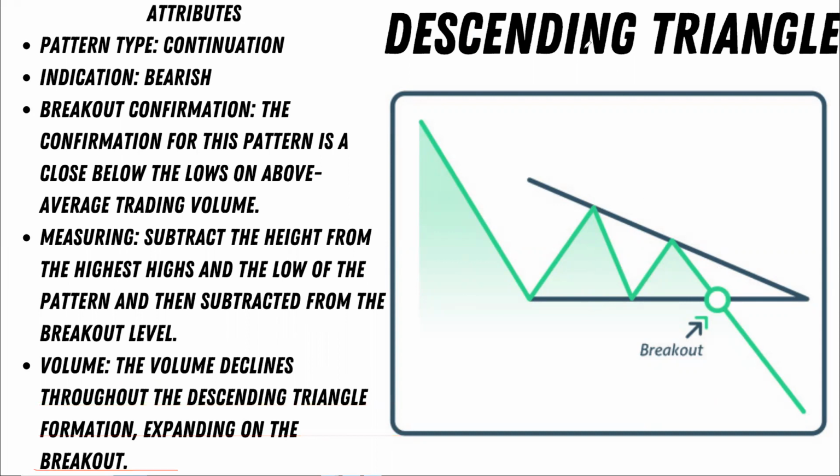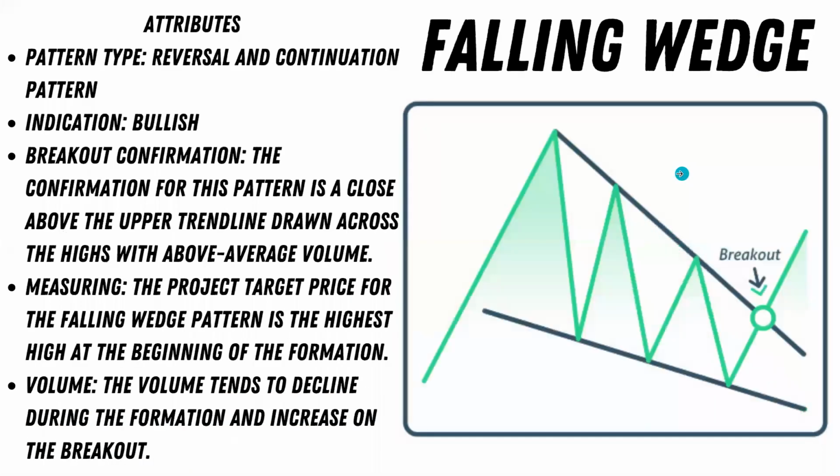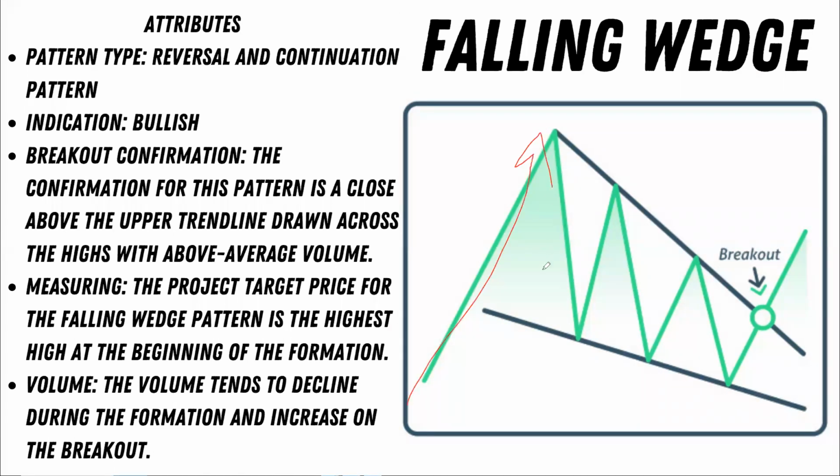on the breakout. The next pattern we're going to take a look at is going to be a falling wedge. Now, the falling wedge is another very common pattern that a lot of traders identify. This is a reversal and continuation pattern, all right? Meaning that you should be continuing the trend that you were in already. Okay, so we were in an uptrend, and then we started going down and zigzagging in the price action. That's where the reversal comes in.